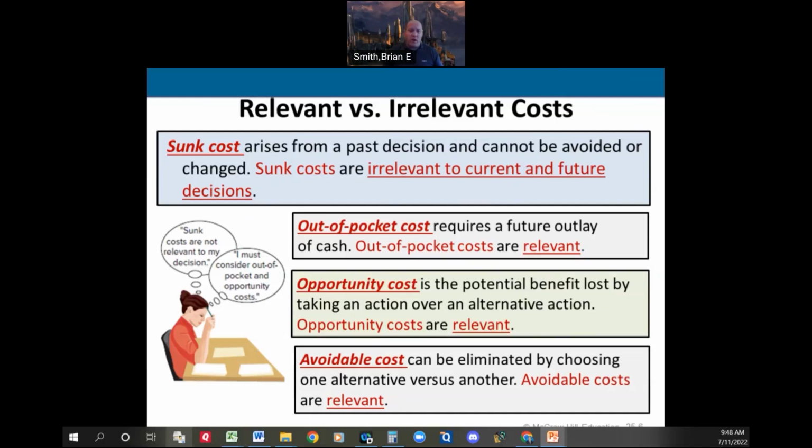Out-of-pocket costs requires your outlay of cash. They are relevant, but I'm not so sure that we're worried so much about out-of-pocket costs per se, although we do need to consider working capital and other costs that we might need to front and have cash to pay for in that period of time.